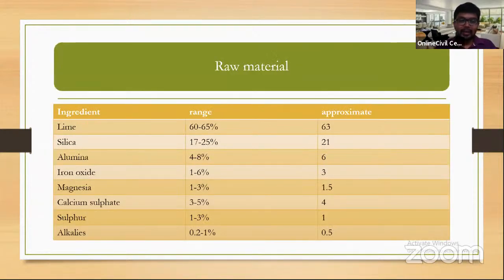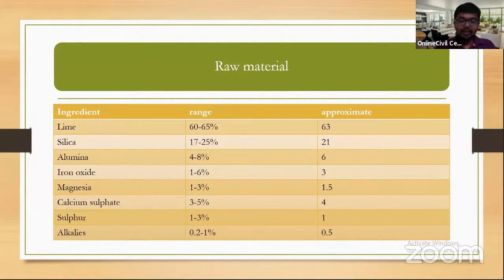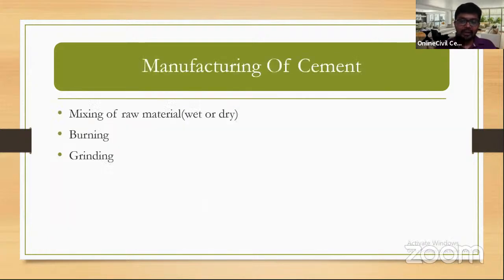Raw materials of cement, as you can see the range here: lime, which is used for setting, 60 to 65%, silica, 17 to 25%, alumina 4 to 8%, iron oxide 1 to 6%, magnesia 1 to 3%, calcium sulfate 3 to 5%, sulfur is in the range of 3%, and alkali is up to 1%. This is the range.